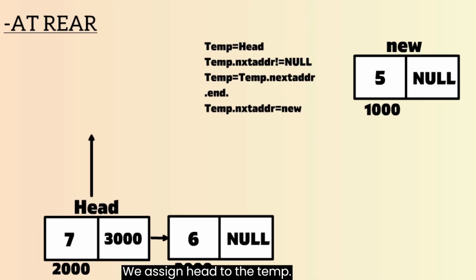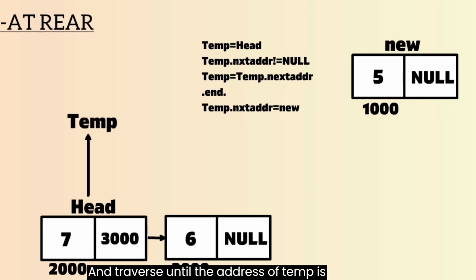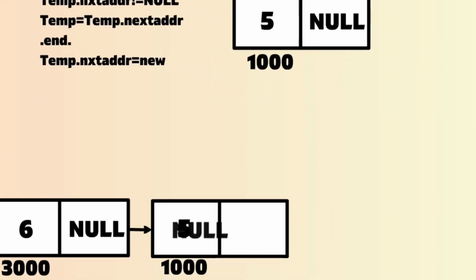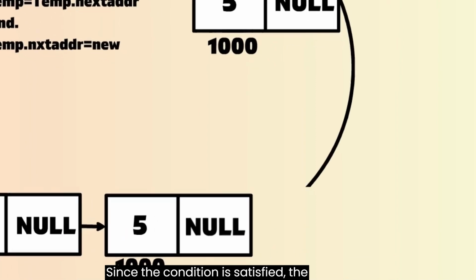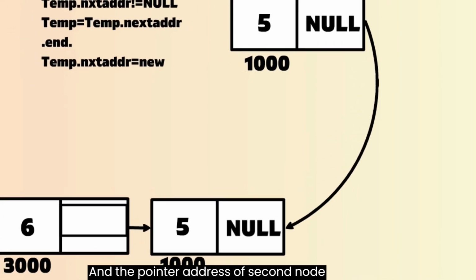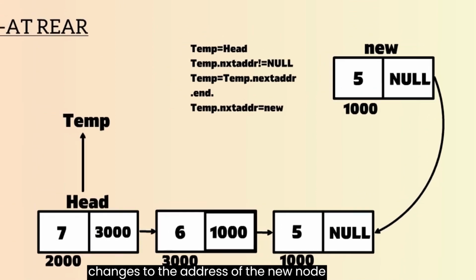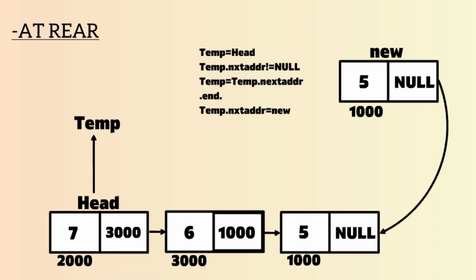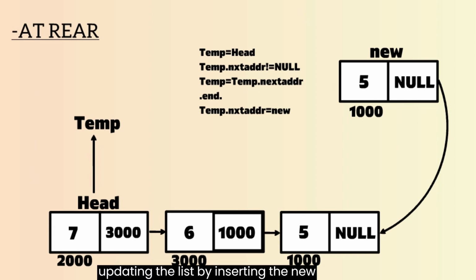We assign head to the variable temp and traverse until the address of temp is null, which satisfies the algorithm. Since the condition is satisfied, the insertion at rear takes place. And the pointer address of the second node changes to the address of the new node that is 1000. And now this is how it looks like after updating the list by inserting the new node to the rear of the linked list. The algorithm for the operation is displayed above.